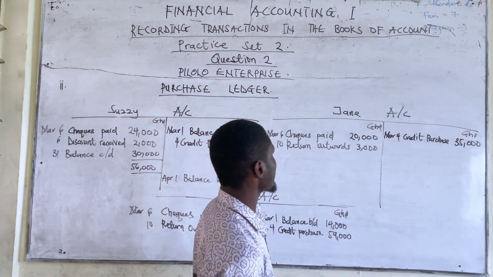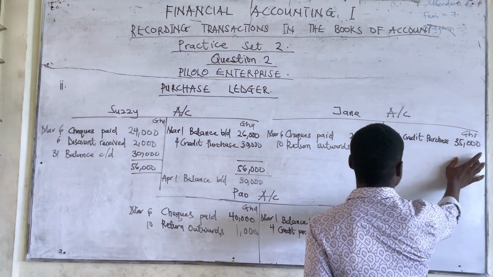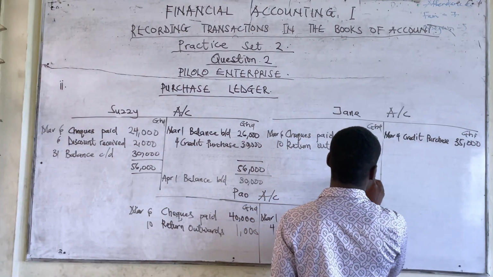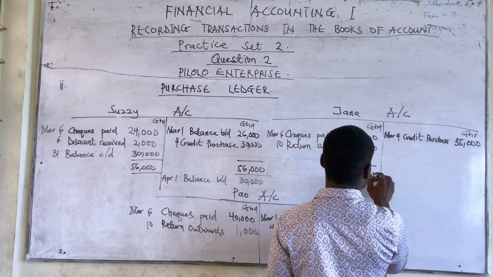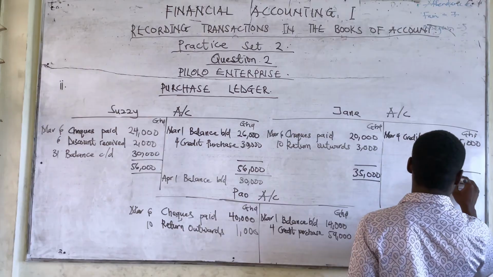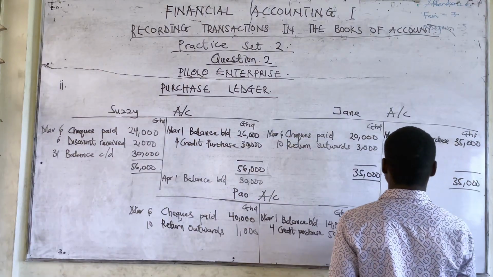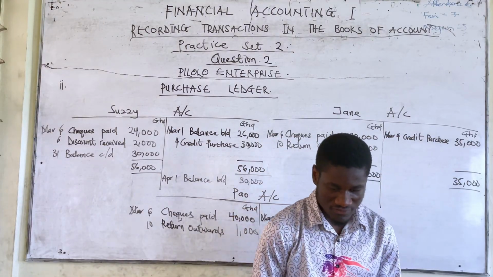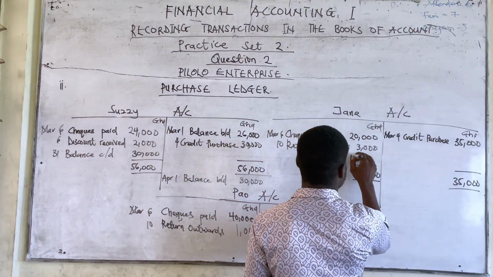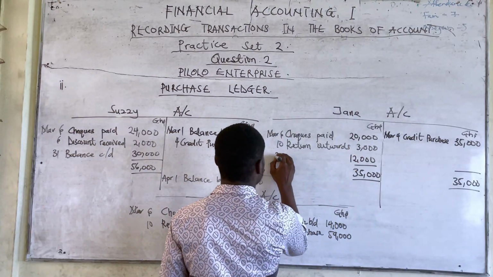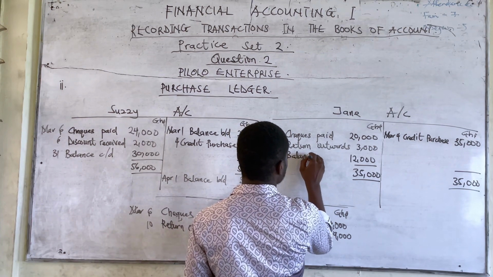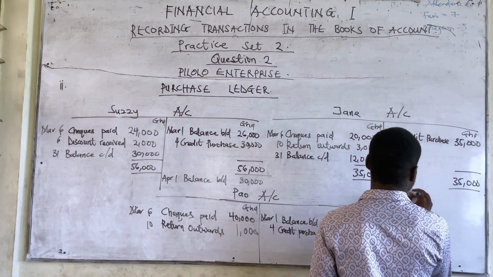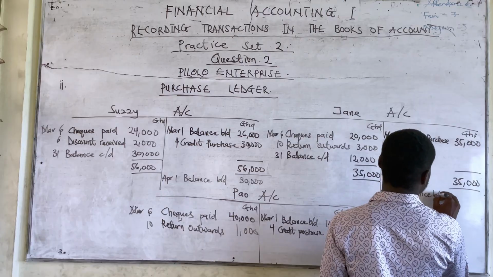Now we go to this one and balance it. So we can see that this side is what? Greater than this side. Okay. So we are going to record it at both sides. 35,000. Then we find a difference. Okay. And the difference is 12,000. Balance CD. April 1st. Balance BD 12,000.